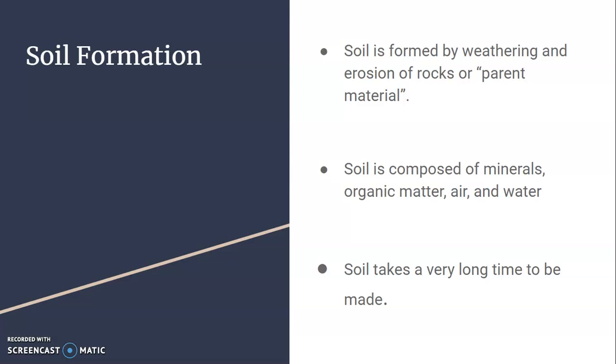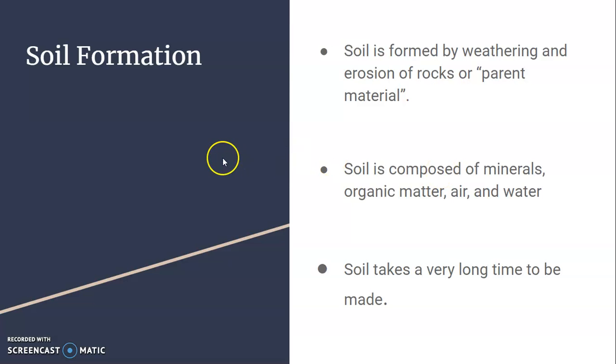Soil is composed of 4 different things: minerals, organic matter, so that could be dead plants and animals, or old grass or leaves, or it could even be poop. And it's also composed of air and water.